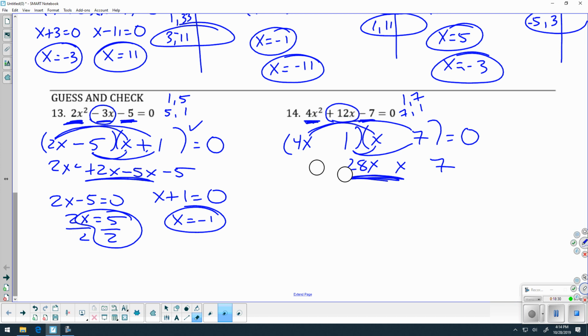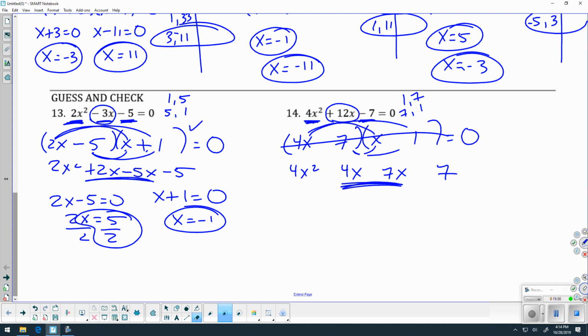So let's try and switch it around now. Maybe if I put 7 over here with the 4 and put 1 over here, where are we at? So this would be 4x squared. We got 4x and 1x, that'd be 4x. 7 and x, so that's 7x. 7 times 1 gives me 7. Okay, so looking at these numbers now, 4 and 7, the closest I can get would be 11x. But again, I want to make this a 12x. So I'm just going to rule this out right now. It can't be 4x and 1x. I'm just going to rule that out.